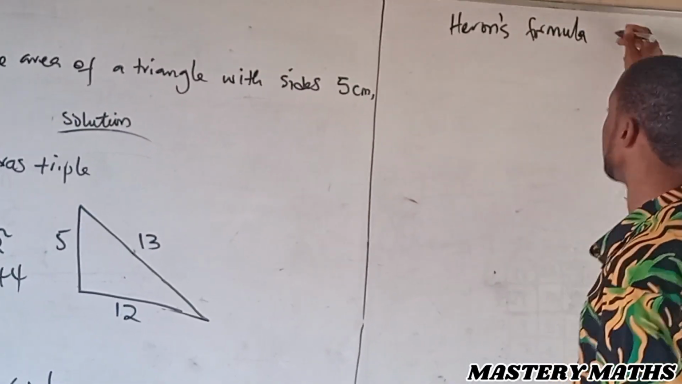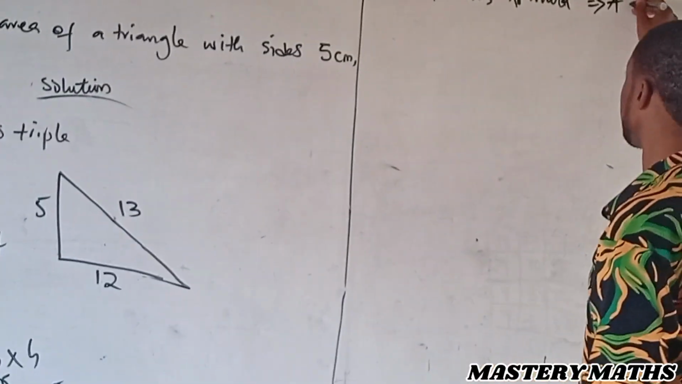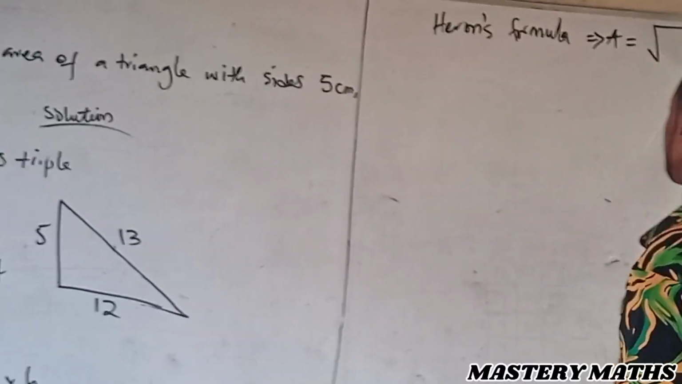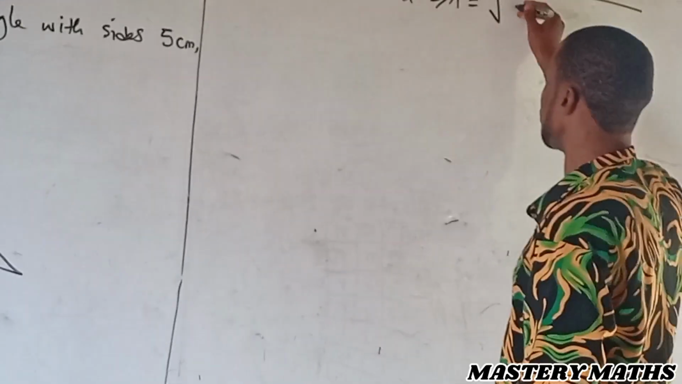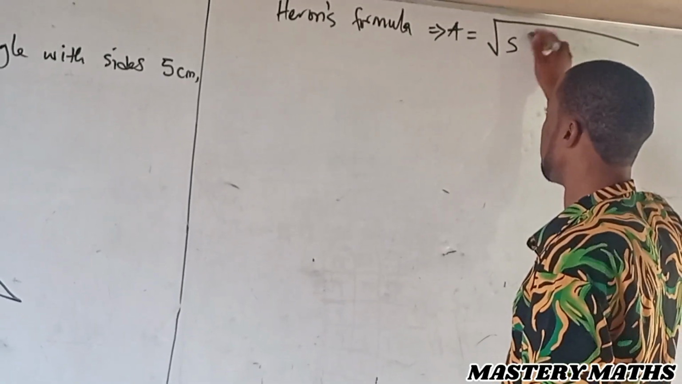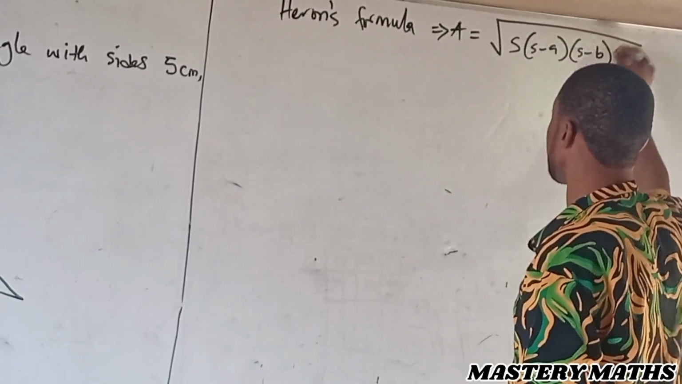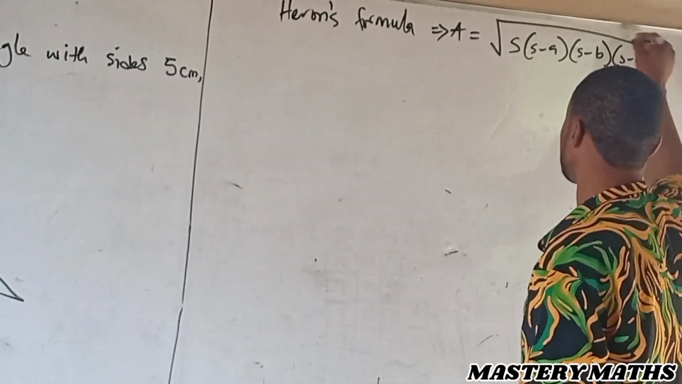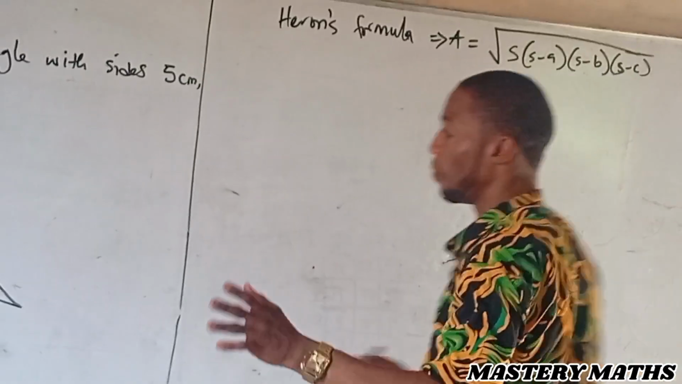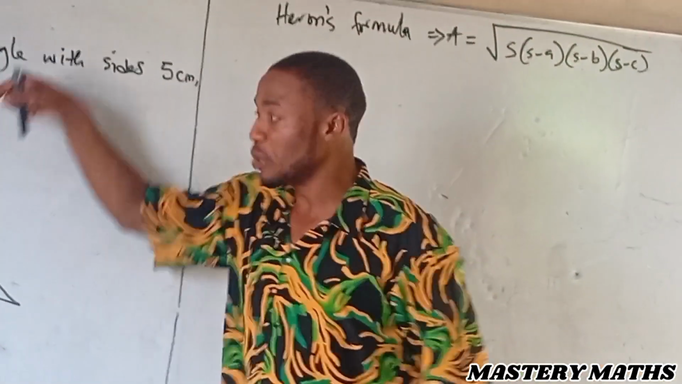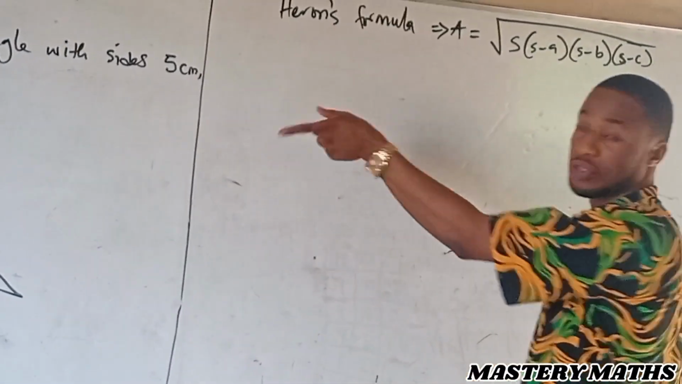Heron's formula, which is equal to area. You have your big root, you have your x, open the bracket, x minus a, then x minus b, x minus c. This is Heron's formula. This is the only formula you use to overcome if the Pythagoras triple did not go. So Heron's formula is what you use to overcome such.